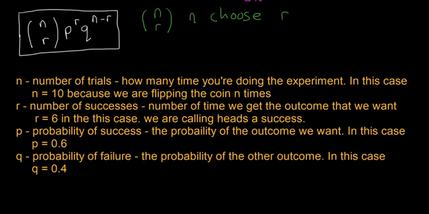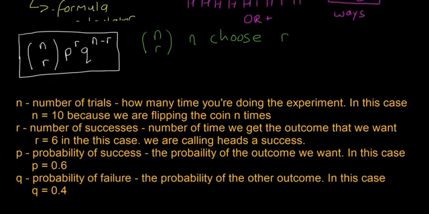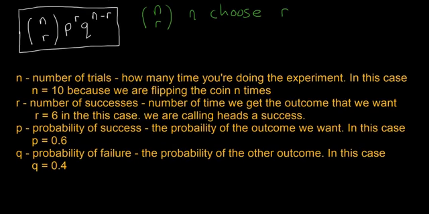So in this case, n, the thing you see there twice, is the number of trials in the experiment. So it's how many times we're doing the experiment. So say for our coin toss example, this one we were talking about earlier, n is equal to 10 because we're flipping the coin 10 times. Yeah. And r is the number of successes, so the number of times we get the outcome that we want.